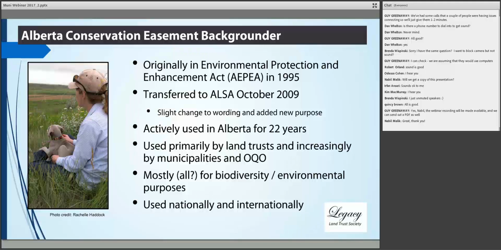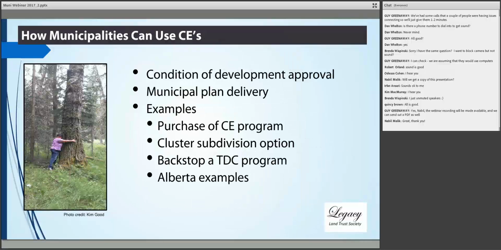Anyhow, primarily they've been used by land trusts in Alberta, and increasingly we're starting to see municipalities use them. Strathcona County, who I'm going to talk about a little bit more in the future, used them very early on. Other municipalities in the province, really, I would say probably in the last, well, time seems to be flying, maybe 5 to 10 years. Mostly, if not all of them, as far as I'm aware, have been used for the environmental or the biodiversity, the original wording, or the environmental purposes. And they're used across Canada and throughout the world. So they're not a new tool. We can learn from other areas, but at the same time, we're starting to build a pretty good history here too.